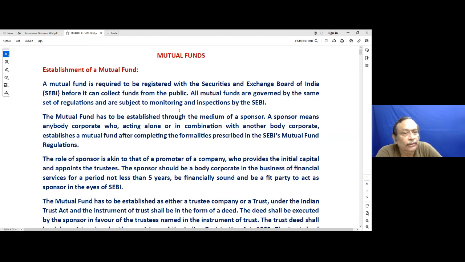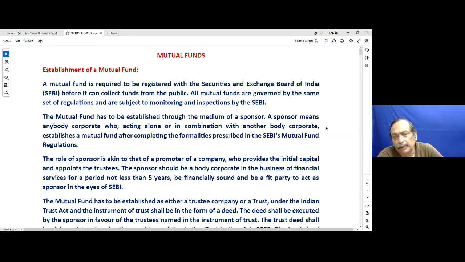Now, first I am going to discuss the establishment of a mutual fund. A mutual fund is required to be registered with the SEBI before it can collect funds from the public.